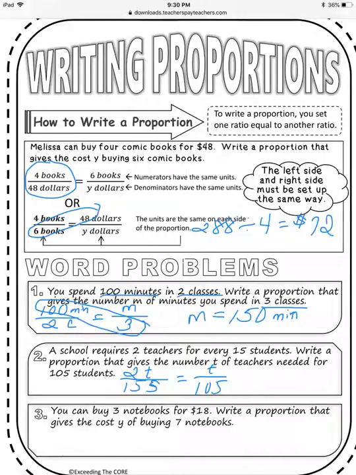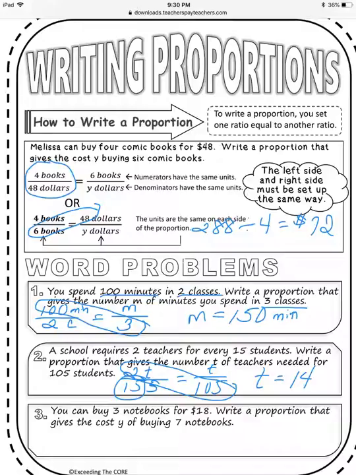So what am I going to do? I am again going to cross multiply. 2 times 105, I would just use my calculator if I need to, is 210. And then I would divide that number by the 15 down here, 210 divided by 15 equals 14. So the number of teachers would equal 14.